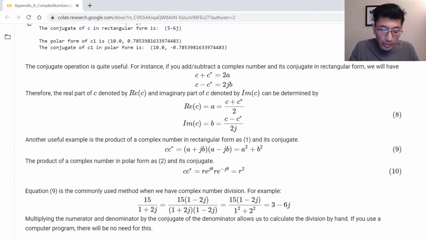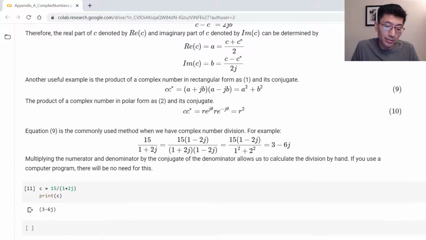Of course, if you have Python, you don't really need to do anything. So here we just show this very quickly. 15 divided by 1 plus 2j, you print C, and that's 3 minus 6j.